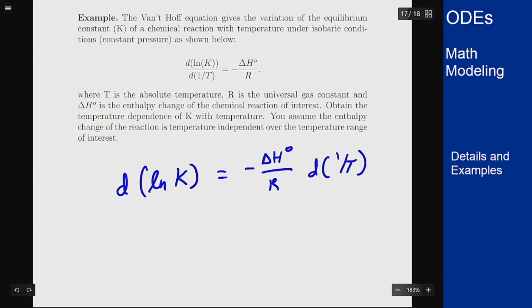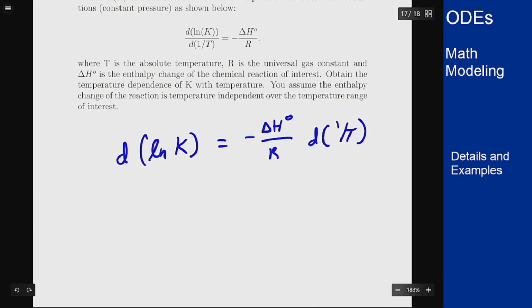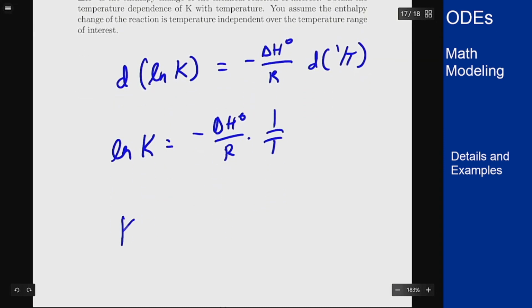So I can integrate this and get something like log of K is negative ΔH0 over R times 1 over T, because integrating d(1/T) just gives me 1/T, and integrating d log K just gives me log K. And so I can just find K from this. K should be e to the negative ΔH0 over R times 1 over T. And this could be used several ways. This could be a predictive thing where if I know what this enthalpy change is, I can predict how K is going to behave. I'll get a constant up front because I'll have a constant from the integration.